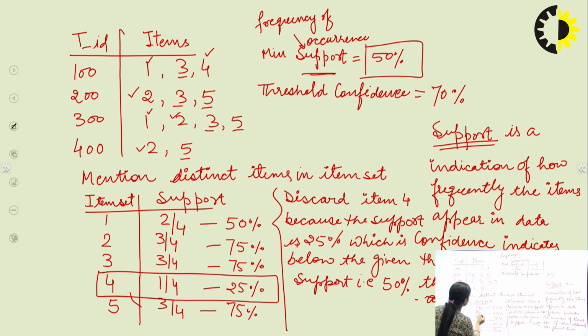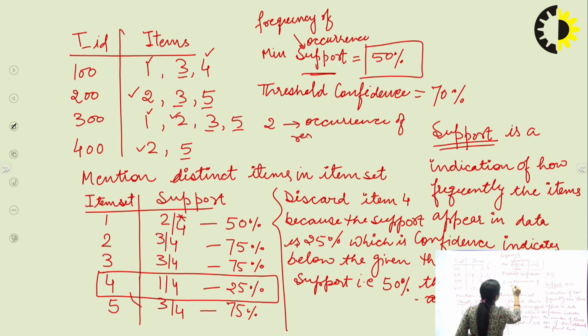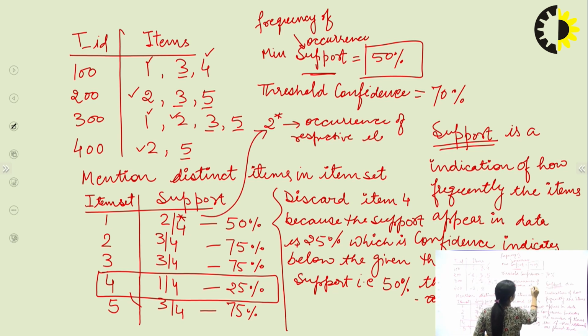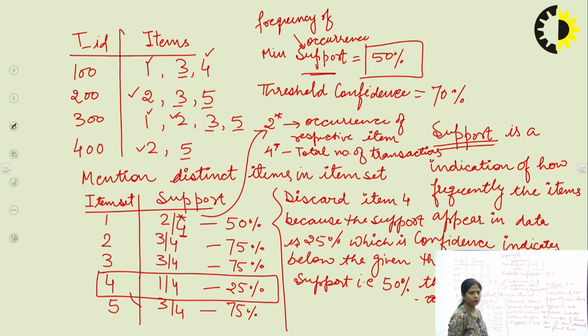When we have written 2 out of 4, I hope that is clear. The 2 is the occurrence of the respective item. That means how many times this item has been purchased out of these 4 transactions. So what is this 4? The total number of transactions. Right?